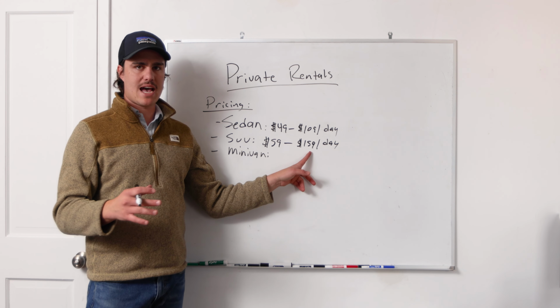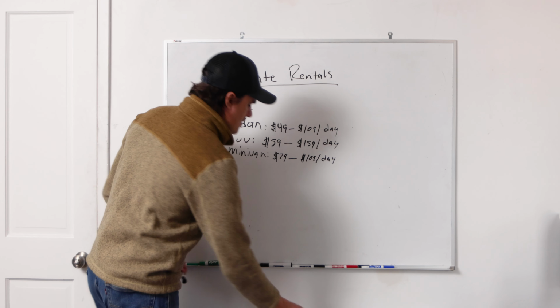Now let's talk about minivan. I would think that on a minivan, you can get anywhere from $79 to $189 per day. So again, $79, slower months, maybe a little bit of an older car, higher miles. It doesn't have to be, this is just what I'm thinking. And then $189 if it's crazy busy, everyone's booked out, you'd probably get $189 per day.